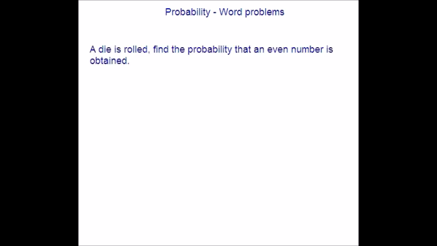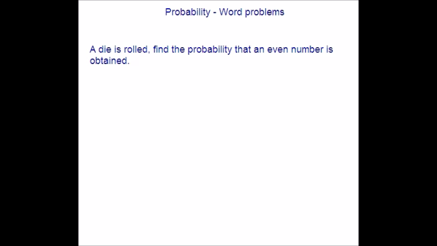Finding the probability of an event. In what follows, S is the sample space of the experiment in the question, and E is the event of interest. That is, n(S) is the number of elements in the sample space, and n(E) is the number of elements in the event E. Here is the first word problem.